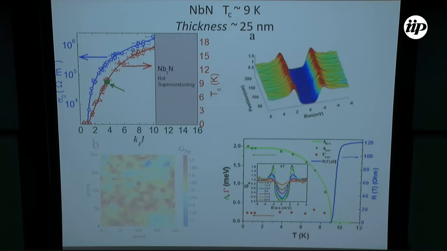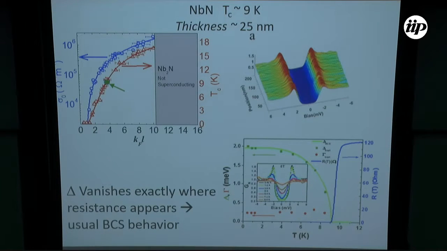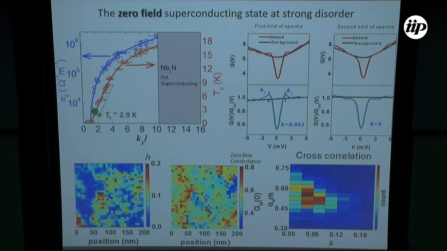So this is conventional BCS behavior. There is no puzzle here. But suppose now you take a sample which is much more strongly disordered, 2.9 Kelvin. Now if you do this spectroscopy at various points, you see that at some points in the spectrum you see a coherence peak. At some point you see a gap-like feature, not a complete gap, but the coherence peak is completely gone.